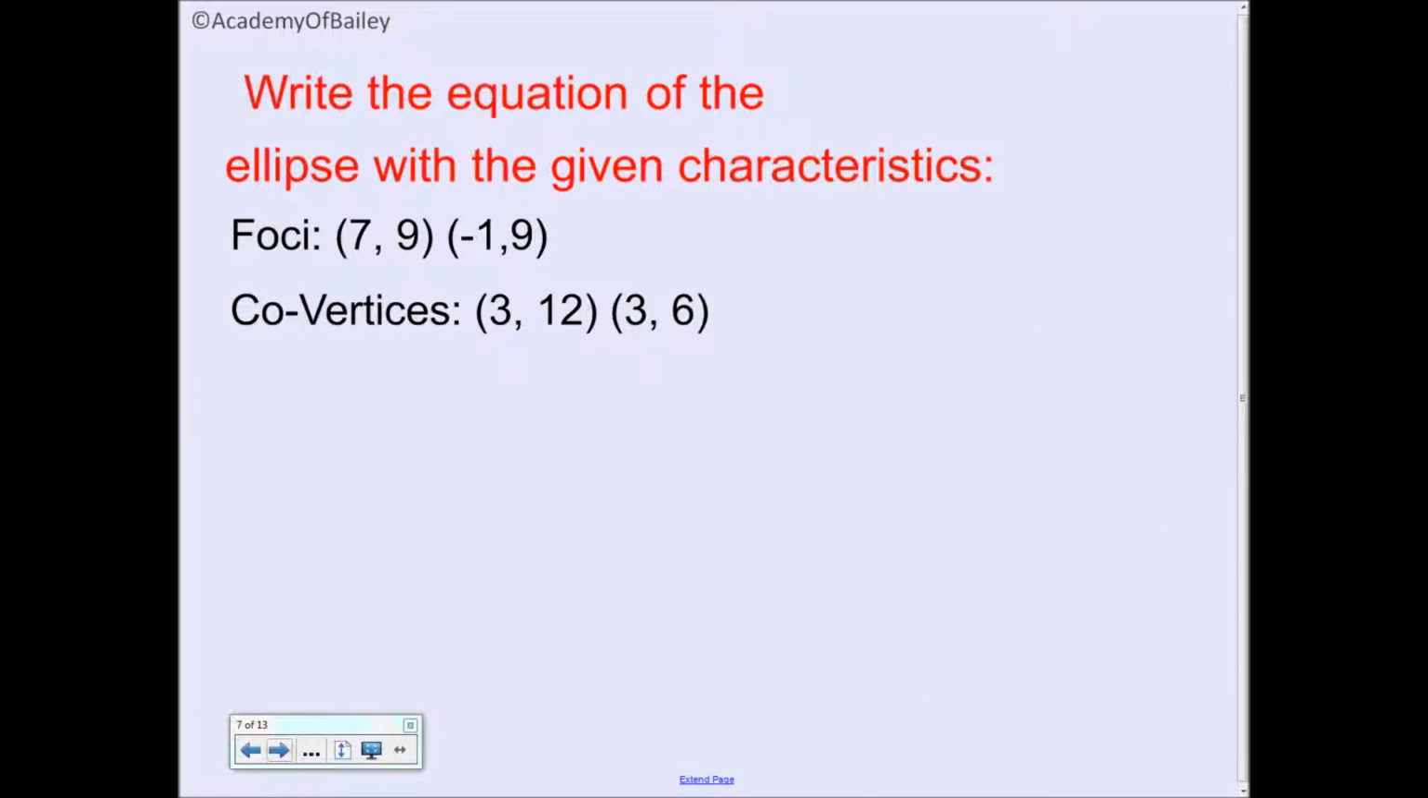Something similar, but slightly different. Okay, so if we look here, we want to write the equation of the ellipse with the given characteristics. And we have the foci being 7, 9 and negative 1, 9.